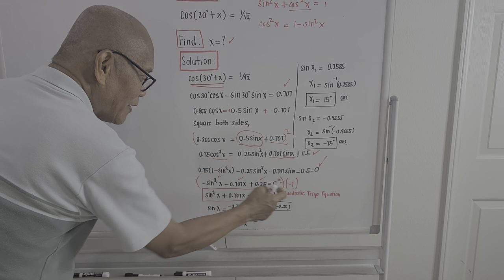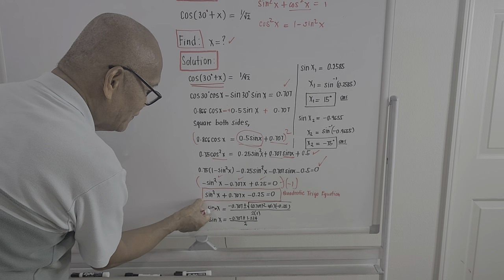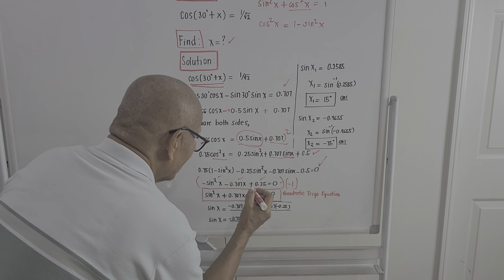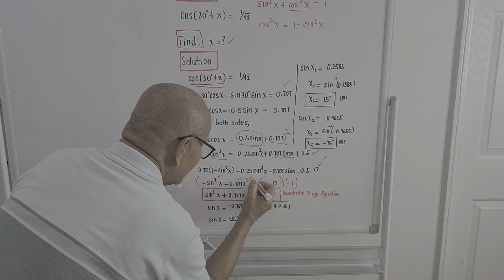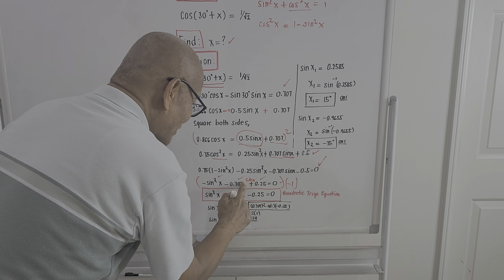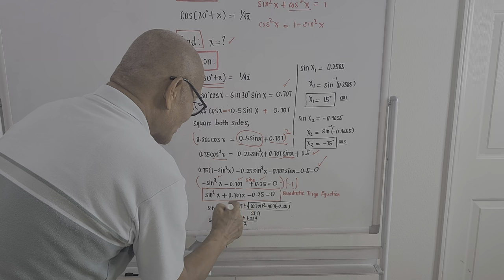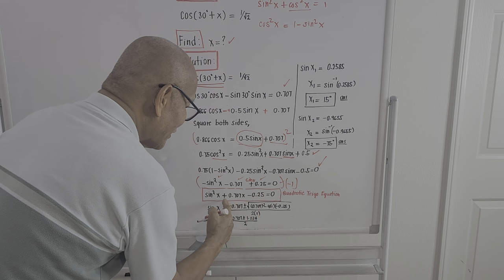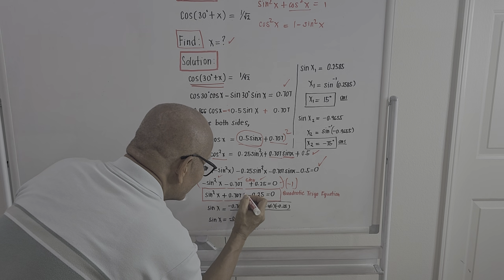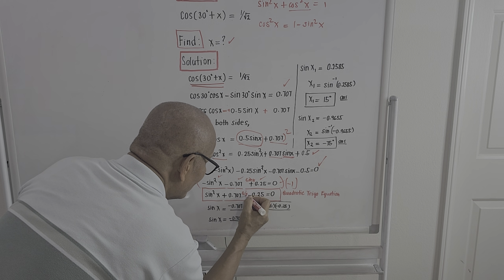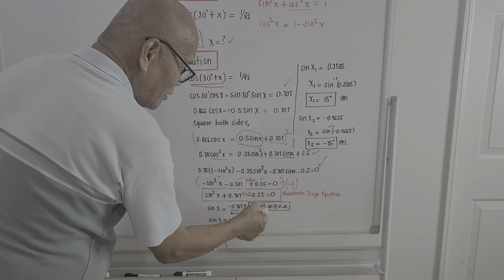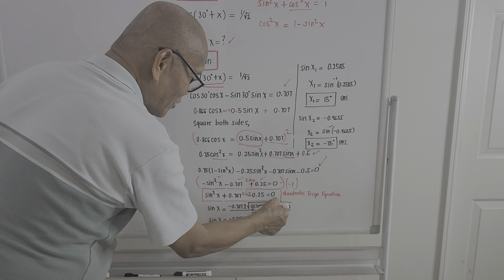So negative sine square of x times negative 1, this will now be positive. Negative 0.707, sorry for this one, there should be a sine of x here. Right? 0.707 times sine of x. Okay? So negative and negative, this will now be plus. Oh, this is 0.707 sine of x. Sorry for that one. Okay? This 0.25 times negative 1 will be negative 0.25, and this should be equal to 0.